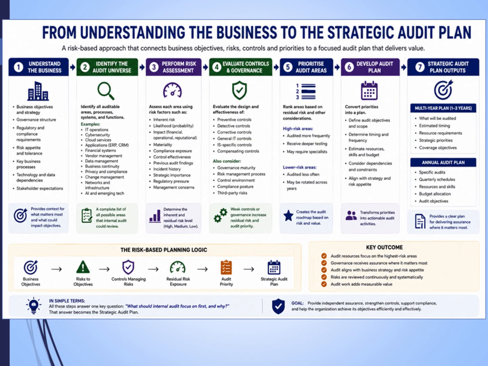Understanding the business is the starting point of risk-based auditing. Internal audit first identifies the organization's objectives, processes, technology dependencies, regulatory obligations, and key stakeholders. From there, the audit universe is developed by identifying all auditable areas across the organization, including systems, applications, infrastructure, vendors, cloud services, and business functions. Each area is then assessed based on risk, materiality, control effectiveness, and business impact to determine audit priorities. High-risk and high-impact areas receive greater audit attention and become the focus of the strategic audit plan. The result is a structured, risk-based audit plan that aligns audit resources with organizational objectives and delivers assurance where it matters most.